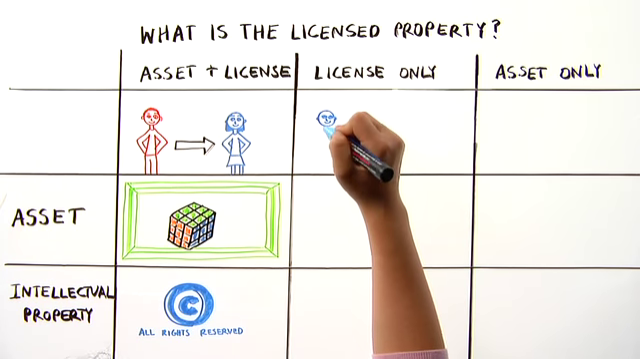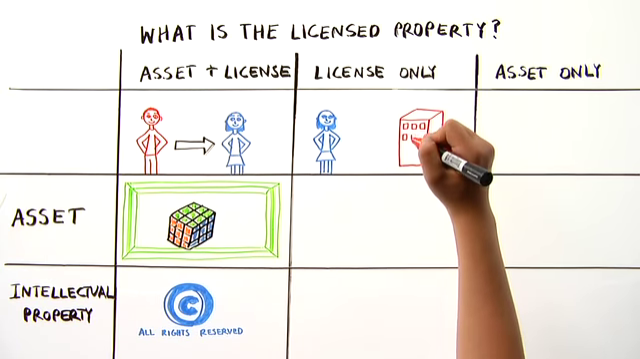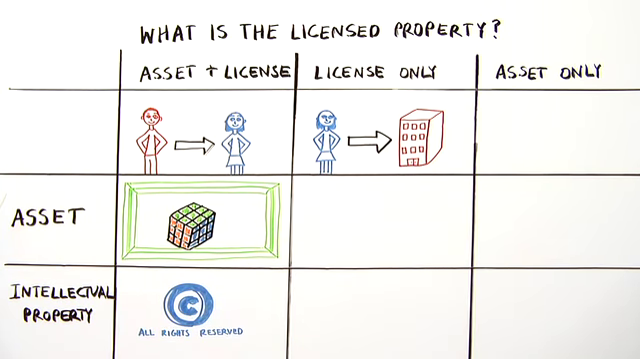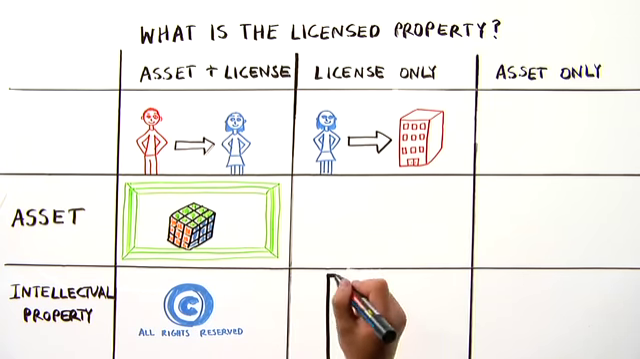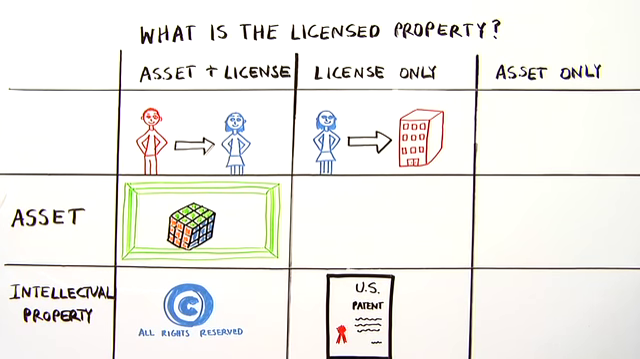In the second example, pretend a patent owner wants to license his patent rights to a company. In this case, there is no tangible asset being provided, only the intellectual property rights in the form of a patent. Therefore, the licensor only needs to license the intellectual property rights, in this case a patent, to the licensee for the company to make, use, or sell products. There is no tangible asset being provided to the licensee or company.